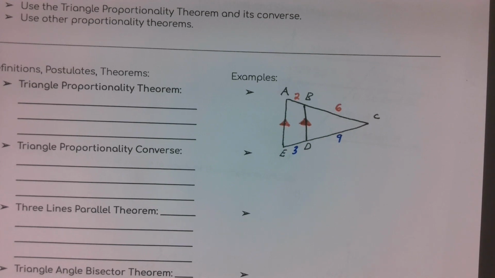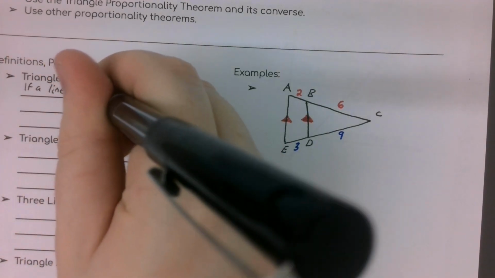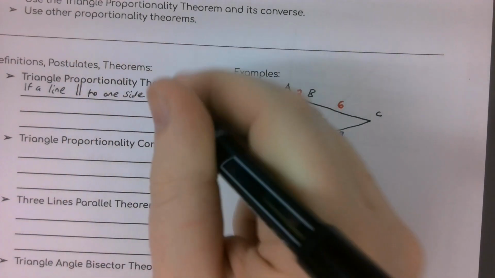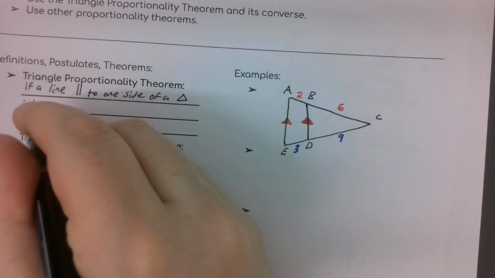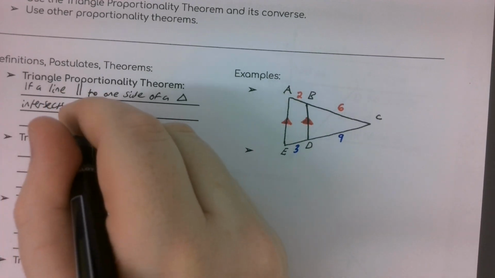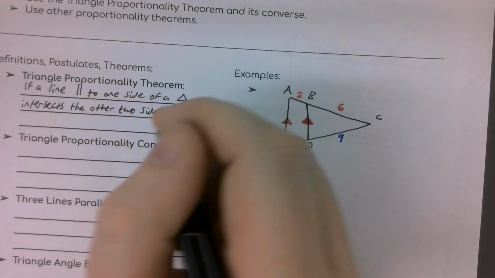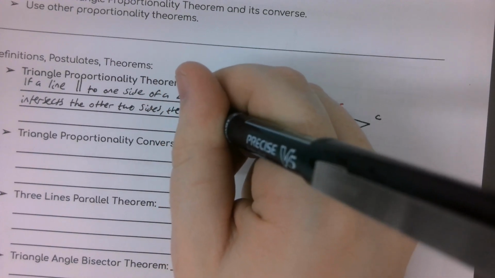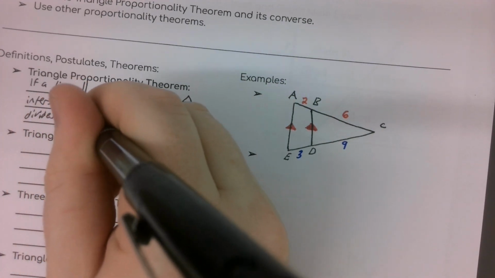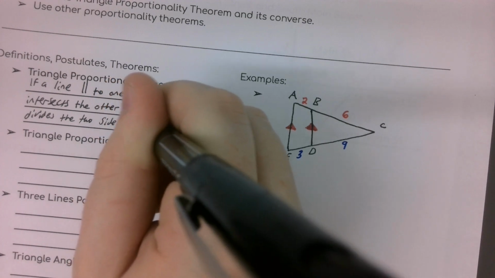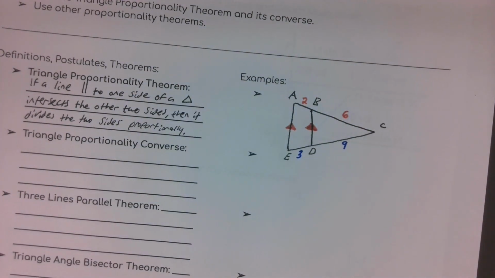So the theorem itself says this. If a line parallel to one side of a triangle intersects the other two sides, then it divides the two sides proportionally. There we go.